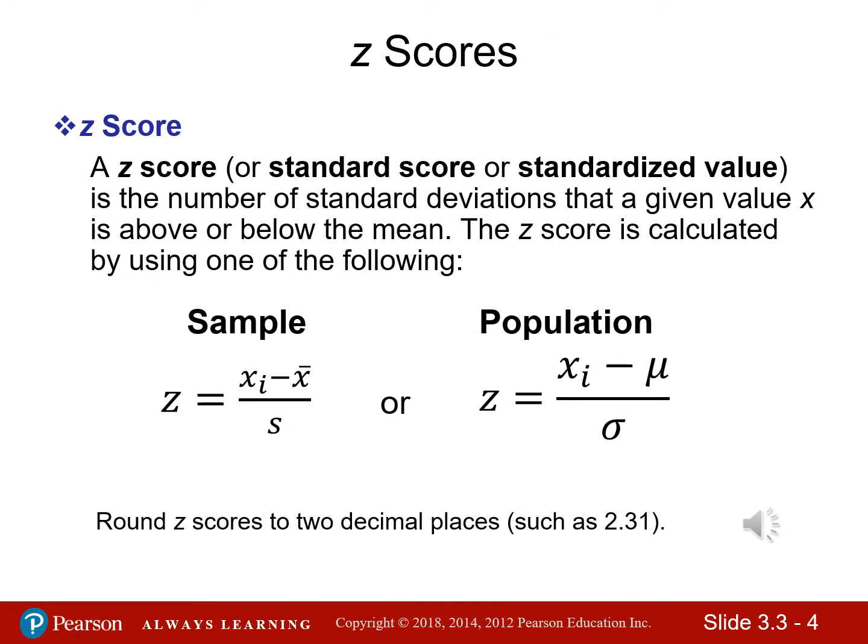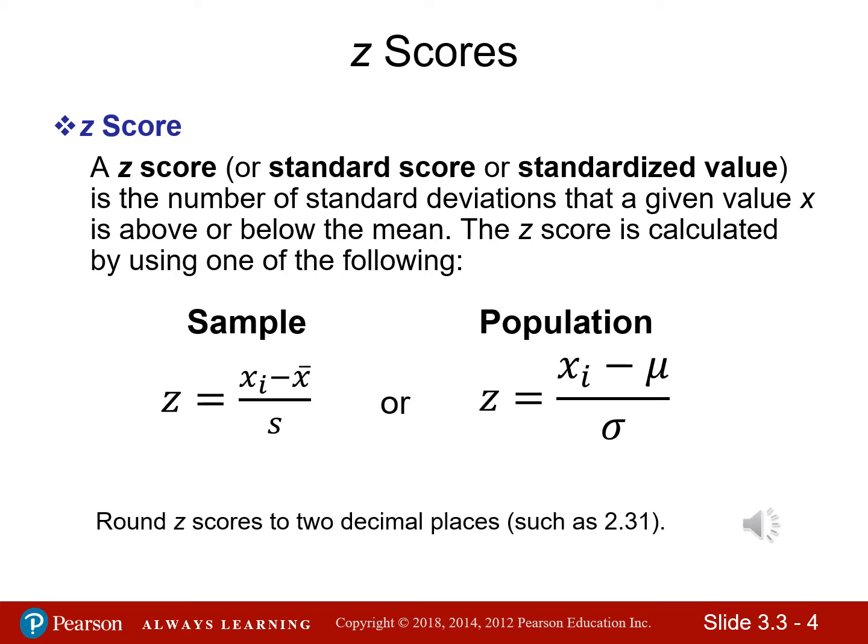Simply put, a z-score, also called a standard score, gives you an idea of how far from the mean a data point, but more technically, it's a measure of how many standard deviations below or above the population mean a raw score is. The z-score is calculated by one of the following equations. For a sample, the z-score is the observation minus the sample mean divided by the sample standard deviation. For the population, the z-score is the observation minus the population mean divided by the population standard deviation.